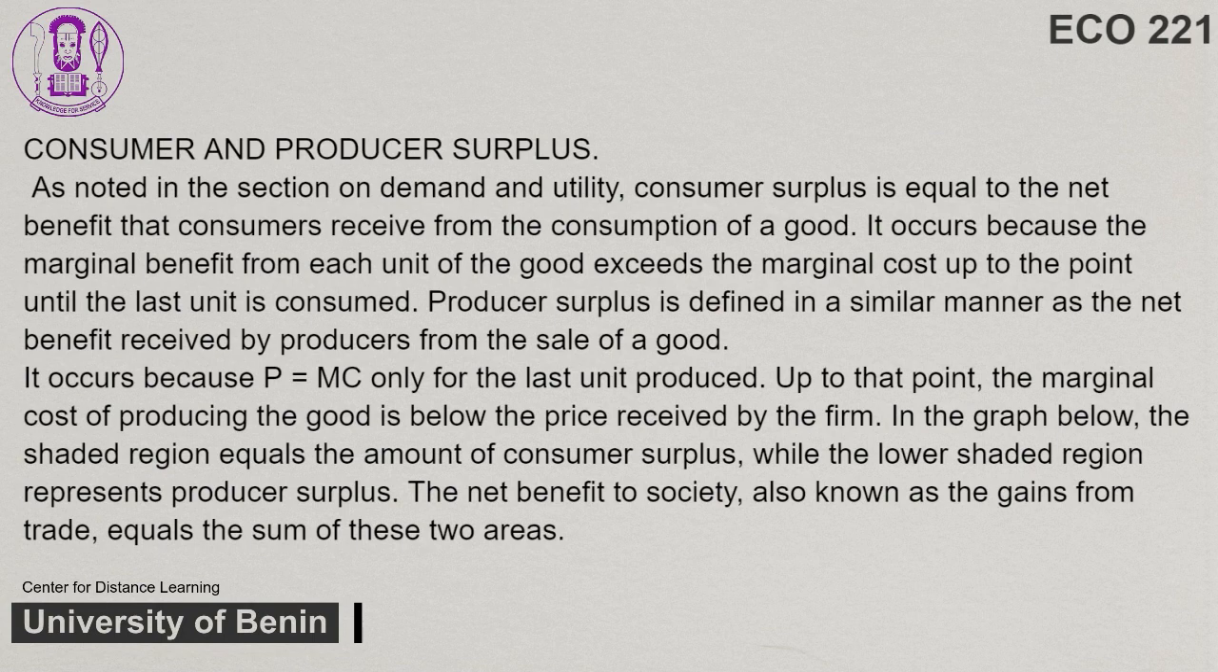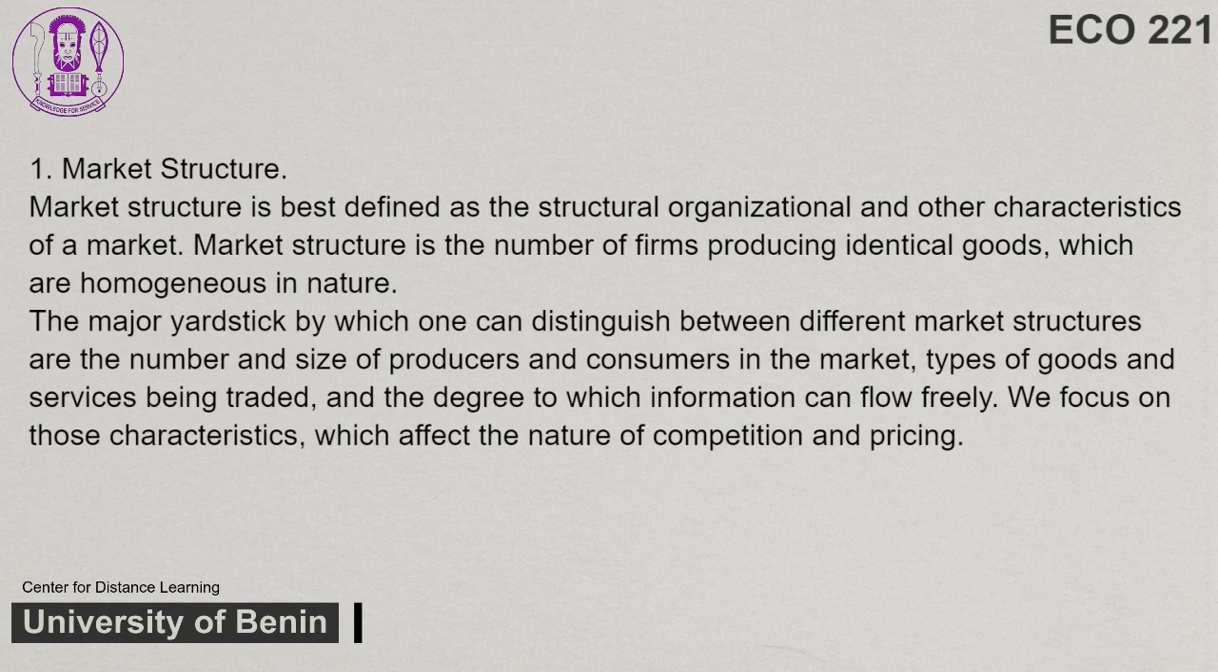Summary for Study Session 5. In this study session, please note the following. 1. Market structure. Market structure is best defined as the structural, organizational and other characteristics of a market. Market structure is the number of firms producing identical goods, which are homogeneous in nature. The major yardsticks by which one can distinguish between different market structures are the number and size of producers and consumers in the market, types of goods and services being traded, and the degree to which information can flow freely. We focus on those characteristics which affect the nature of competition and pricing.